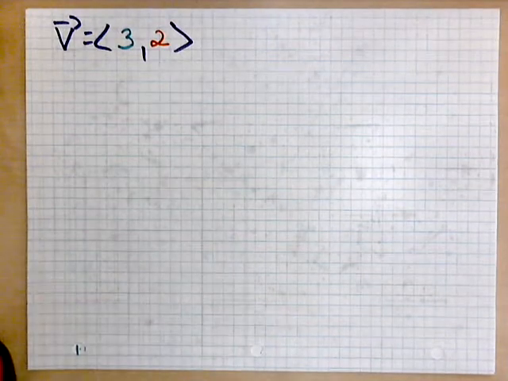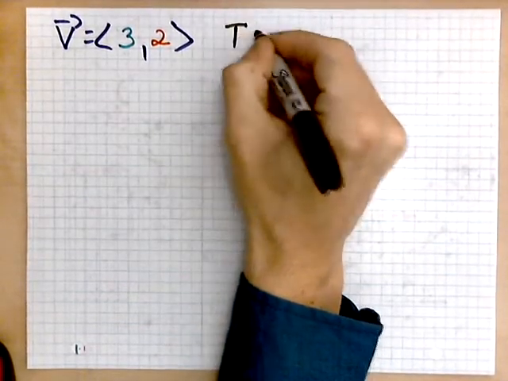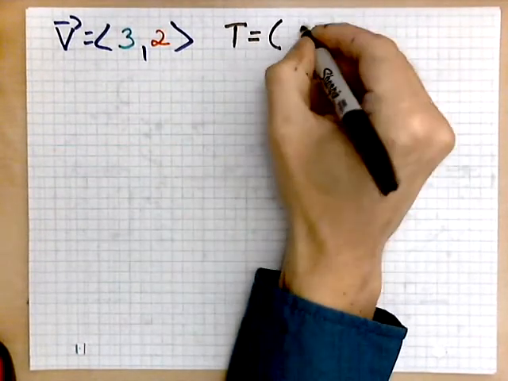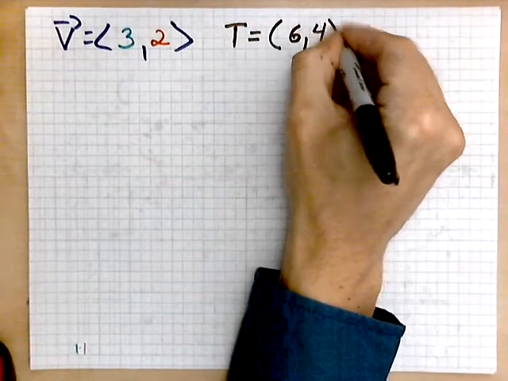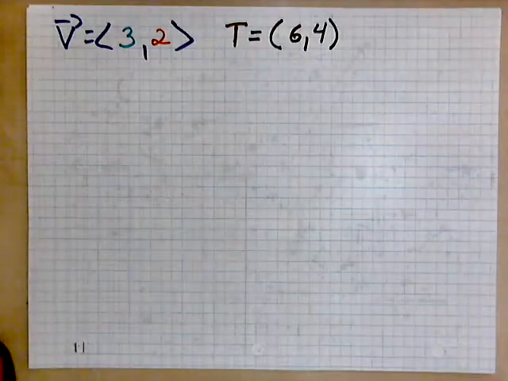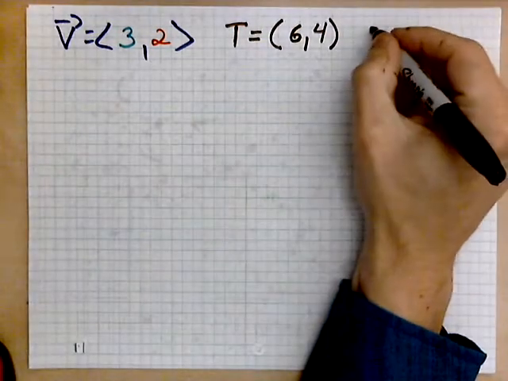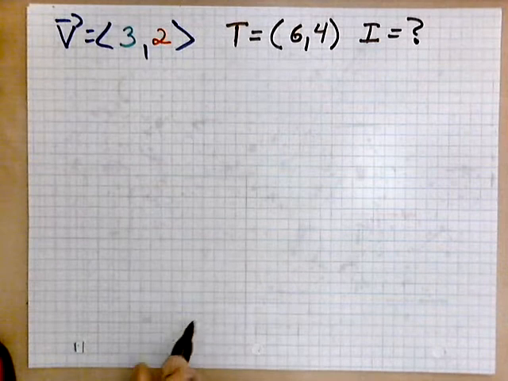And say the terminal point is now given instead. Say the terminal point is 6 and 4. So this is the terminal point. These are the components of the vector. What we want to do is find I, the initial point. That's what we need to find. So how do we do this?